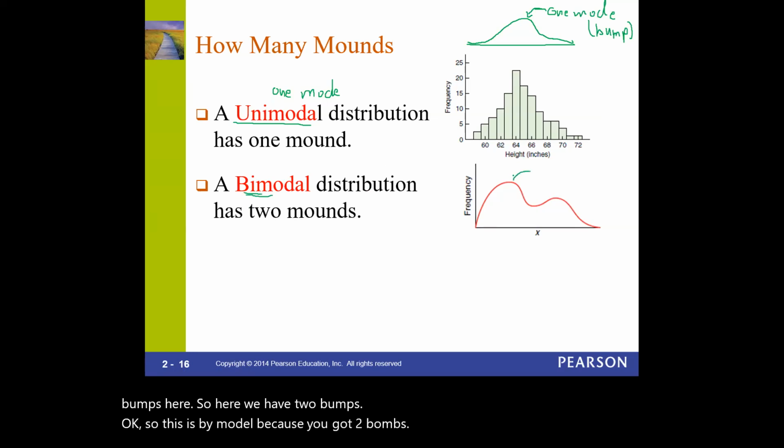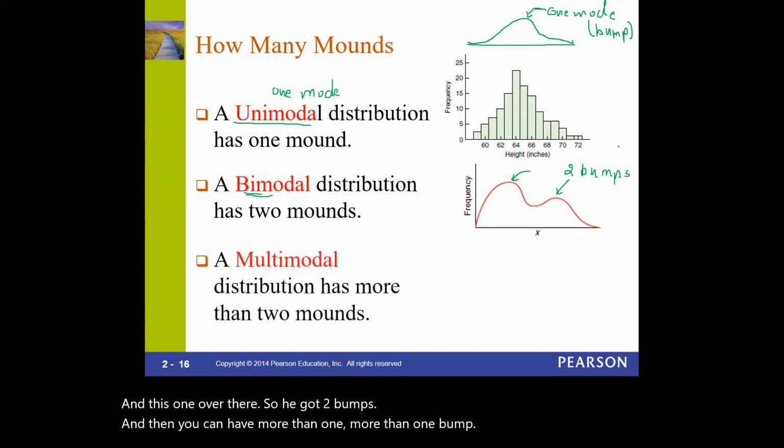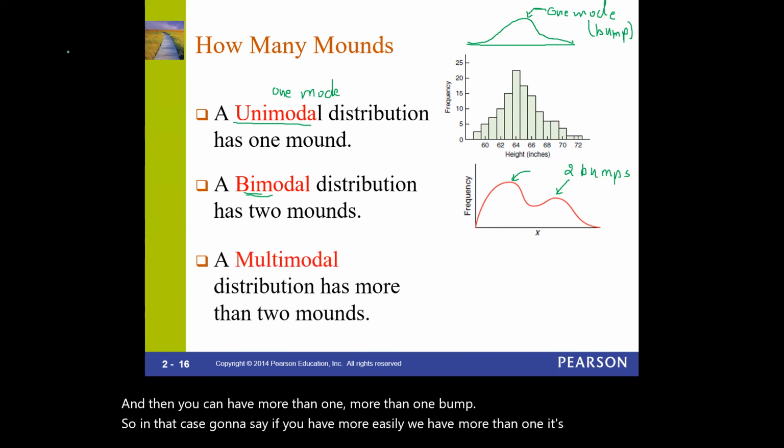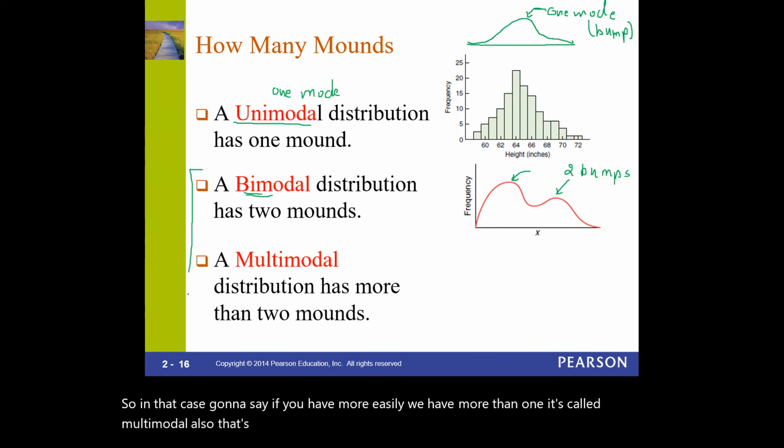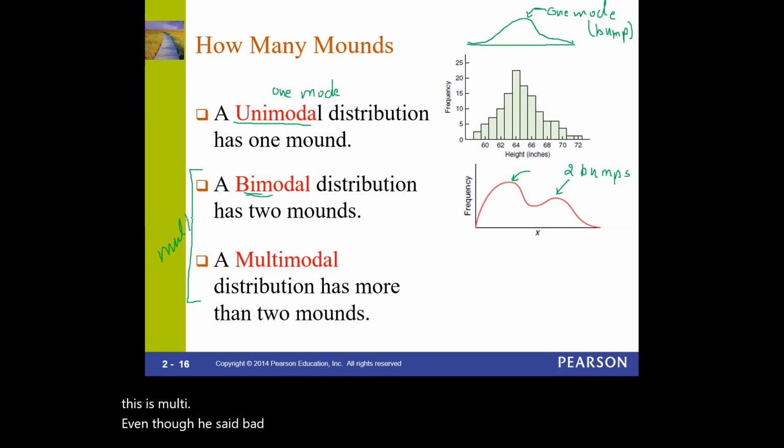This one right here and this one over there. So you got two bumps. And then you can have more than one bump. In that case, usually if you have more than one, it's called multimodal. That means everything from here to there is also called multimodal. Even though it's bimodal, it's also multimodal. Okay. So here is an example right there.